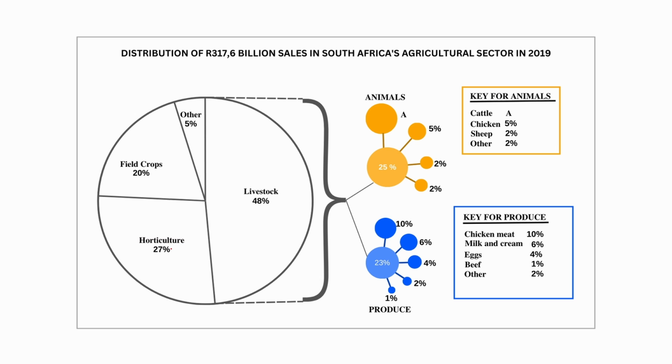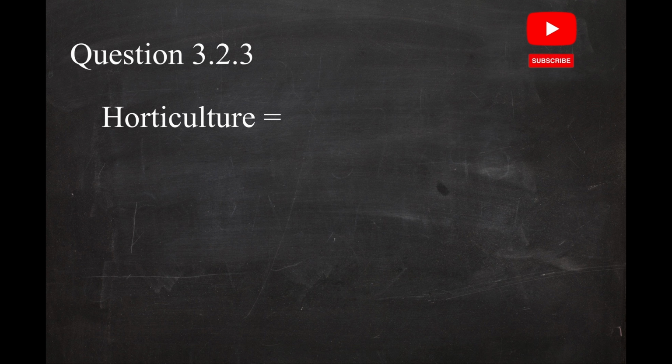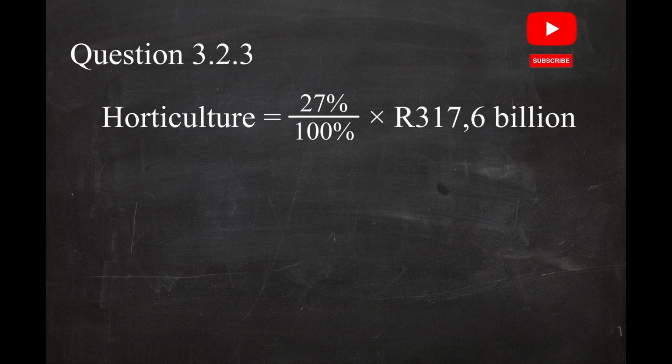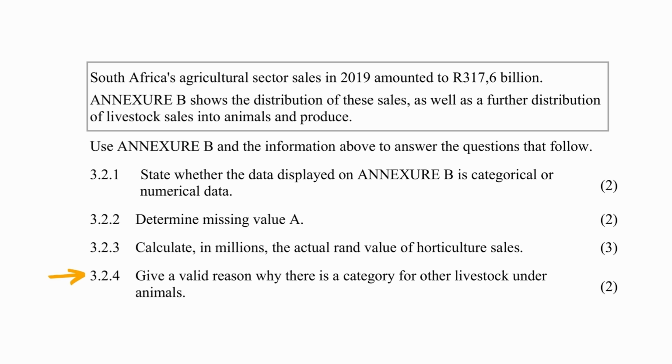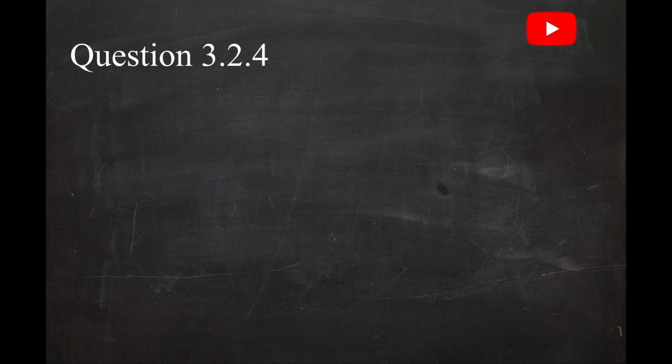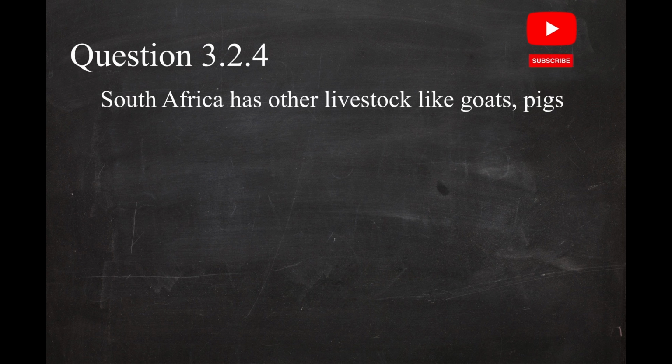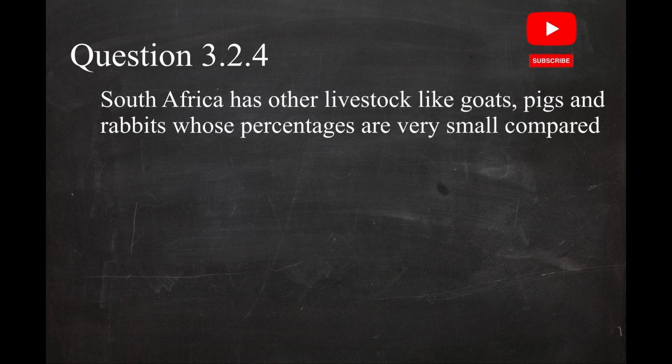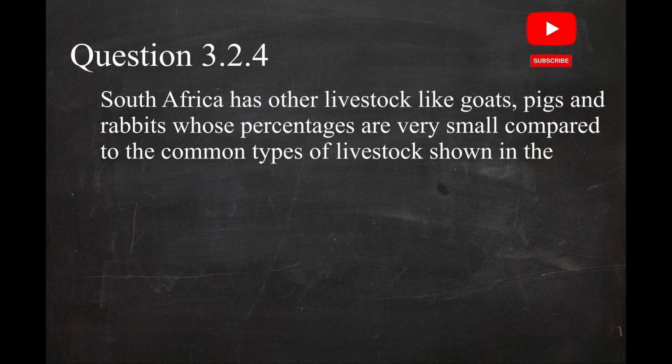Horticulture equals 27% of 317.6 billion Rand. So the rand value of horticulture sales equals 27% over 100% multiplied by 317.6 billion rand, and this equals 85,752,000,000 rand. In question 3.4, you have to give a valid reason why there is a subcategory for other livestock under the category of animals. Apart from the common types of animals used as livestock, South Africa has other livestock like goats, pigs, and rabbits whose percentages are very small compared to the common types of livestock shown in the pie chart.